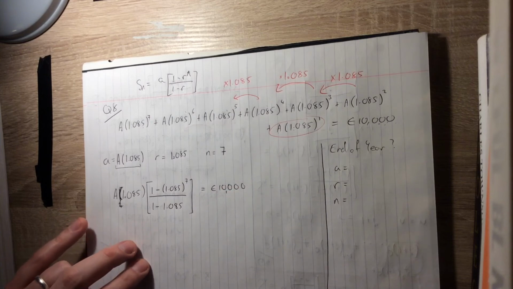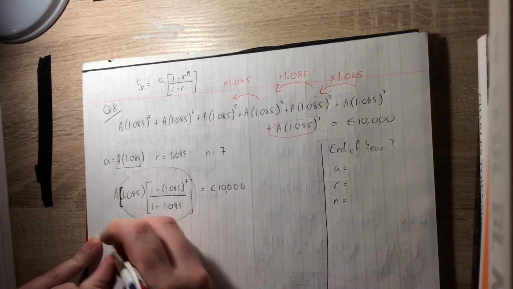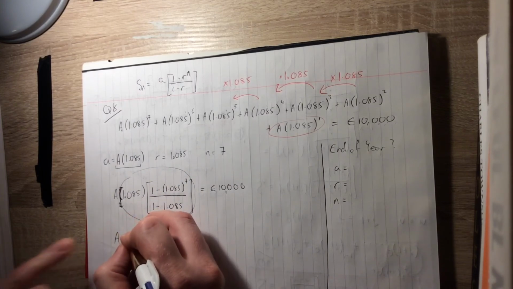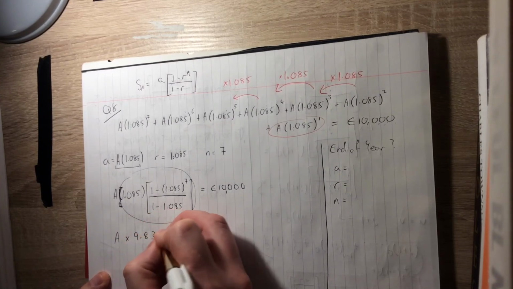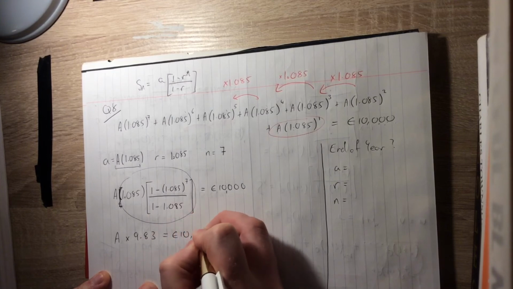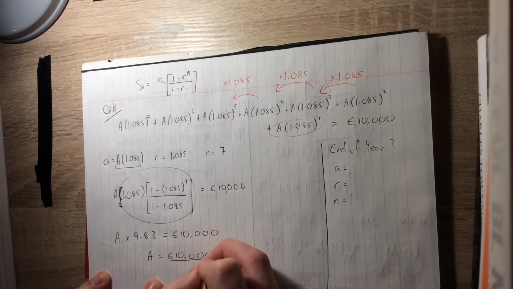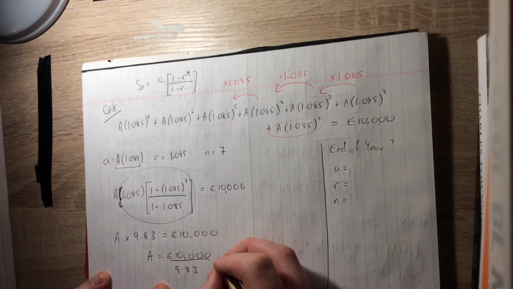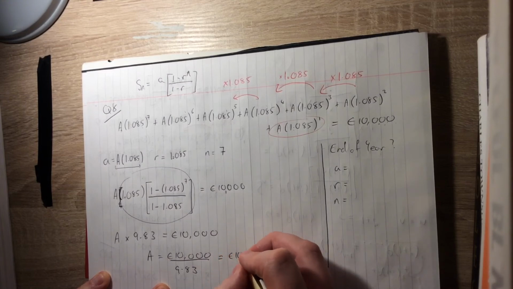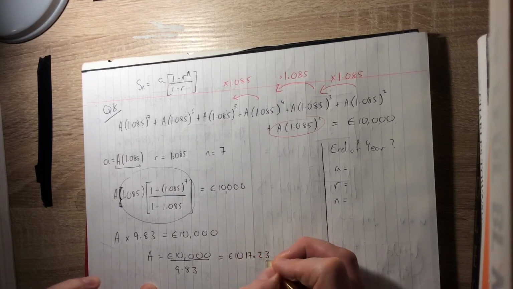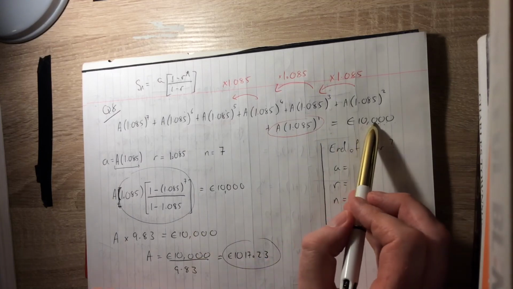Now, if you just go to a calculator and work out that figure there, you find that is A multiplied by, and I have it here, 9.83 needs to equal 10,000 euros. And then dividing across, 10,000 euros divided by 9.83, that'll give you 1,017 euros and 23 cents. So that's how much he needs to invest every year in order to have 10,000 euros at the end.